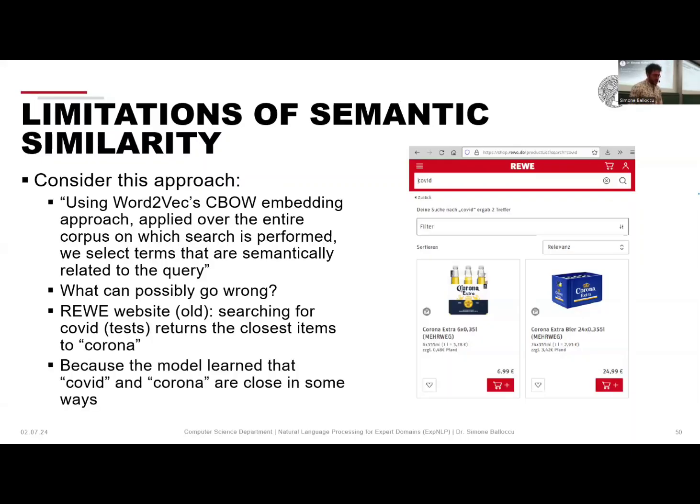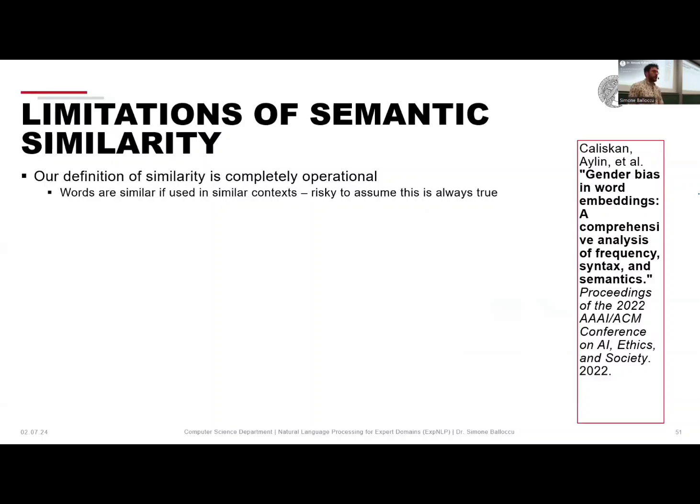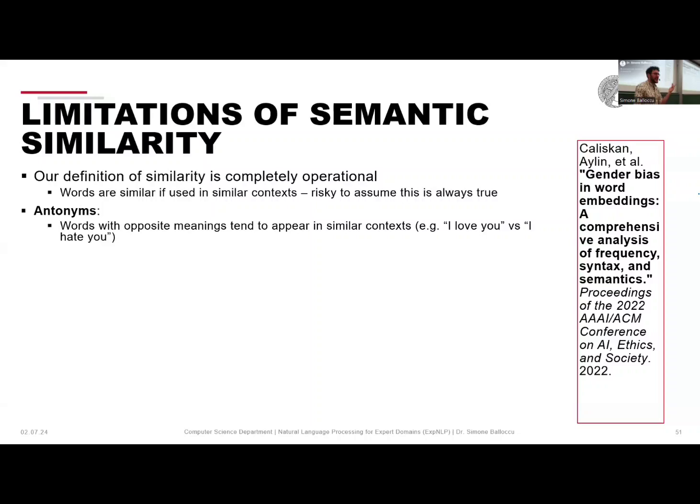Other limitation, similarity is completely operational. And here, to give some justice to linguistics, we assume the words are similar if they're used in similar context. It's very risky to always assume that. We saw that before. For example, antonyms, I hate you and I love you, have very similar vectors because the words love and hate occur in similar context. So yeah, the model tends to judge them similarly.